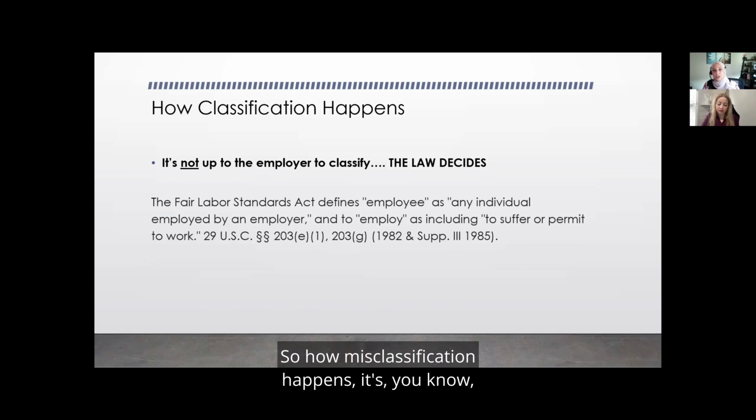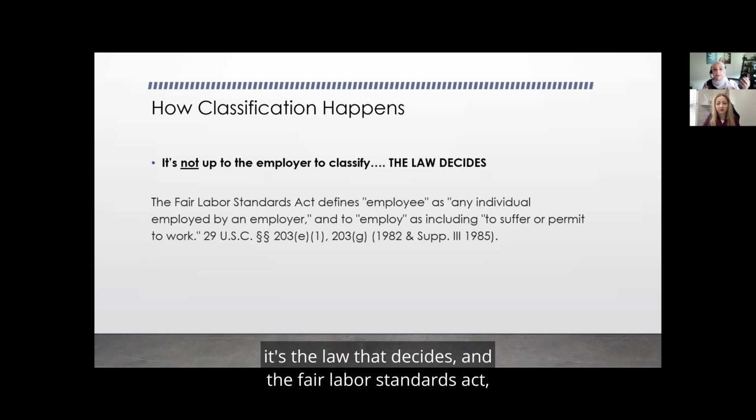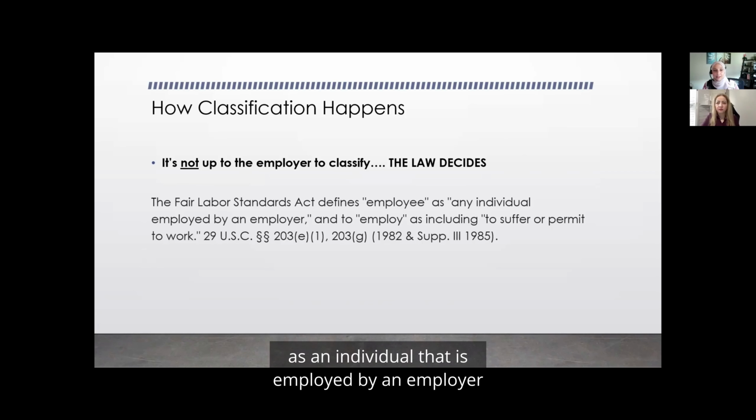So how misclassification happens is kind of similar, but basically the employer misclassifies. It's that simple. And again, like I said, it's not up to the employer to classify, it's the law that decides. And the Fair Labor Standards Act defines an employee as an individual that is employed by an employer, and to employ as including to suffer or permit to work. As you can see, that is a very clear definition, and we all know what that means.